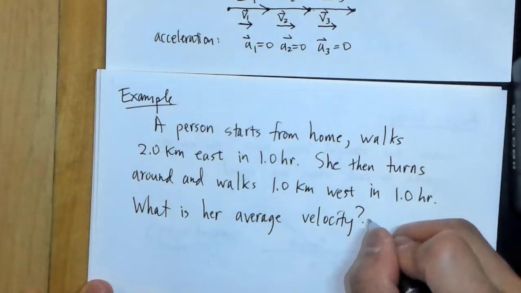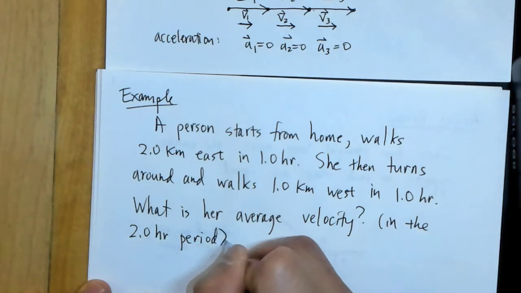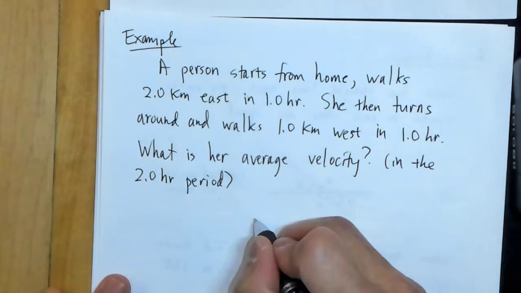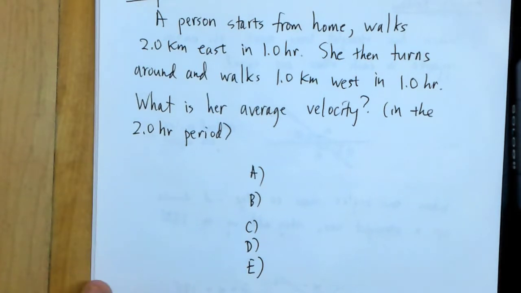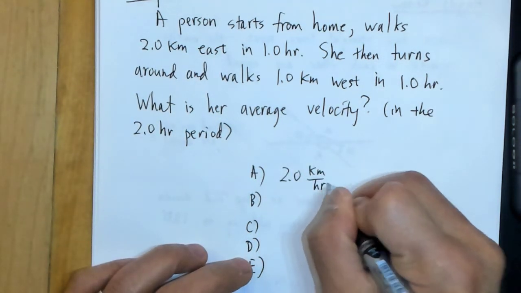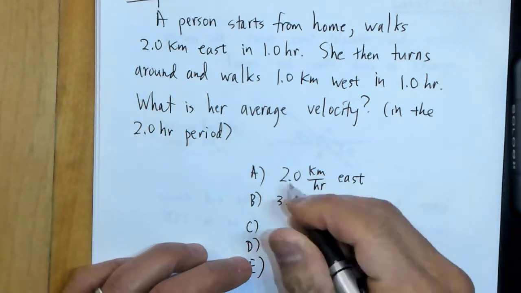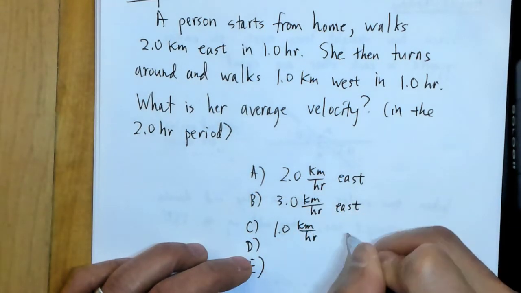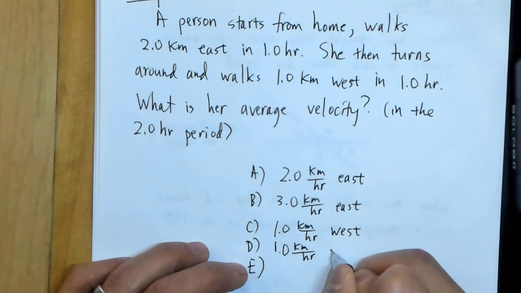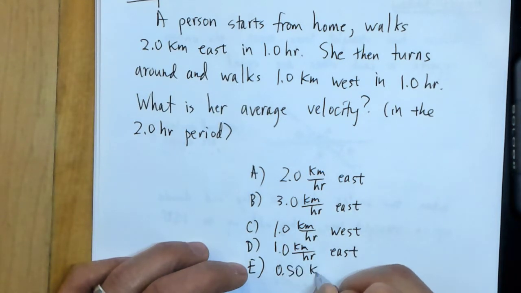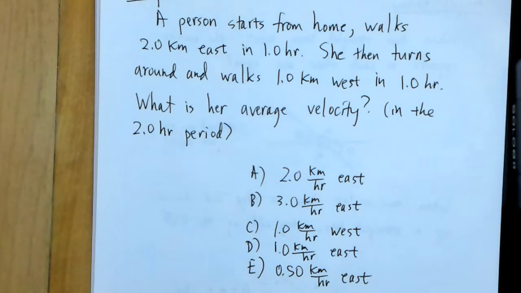Okay. In the 2 hour period. Okay, let me give you some choices. 2.0 kilometers per hour east, 3.0 kilometers per hour east, 1.0 kilometers per hour west, 1.0 kilometers per hour east, 0.50 kilometers per hour east. Okay, and I will open up the clicker response.